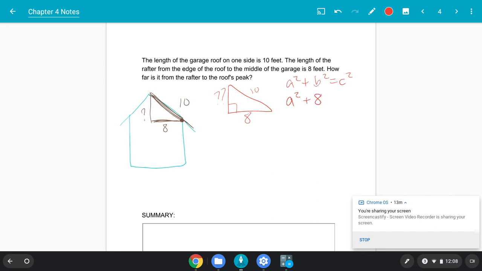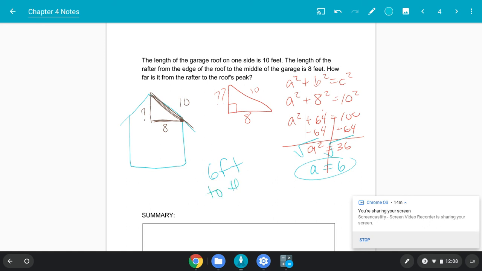A squared plus 8 squared equals 10 squared. This is 64. This is 100. Drop your line. Minus 64, minus 64. And you get a squared equals 36. 100 minus 64 is 36. And then again, last step is always square root. Square root a squared is a. Square root of 36 is 6. So it means it's 6 feet to the peak. Means this height is 6. Okay?